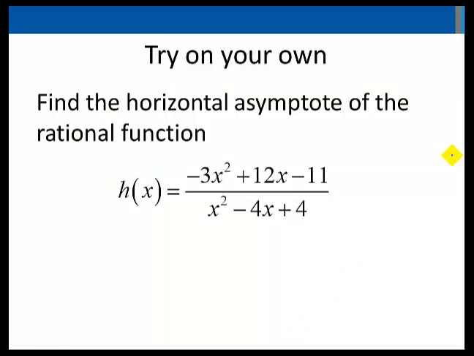Try on your own. Find the horizontal asymptote of the rational function h of x equals negative 3x squared plus 12x minus 11 over x squared minus 4x plus 4.